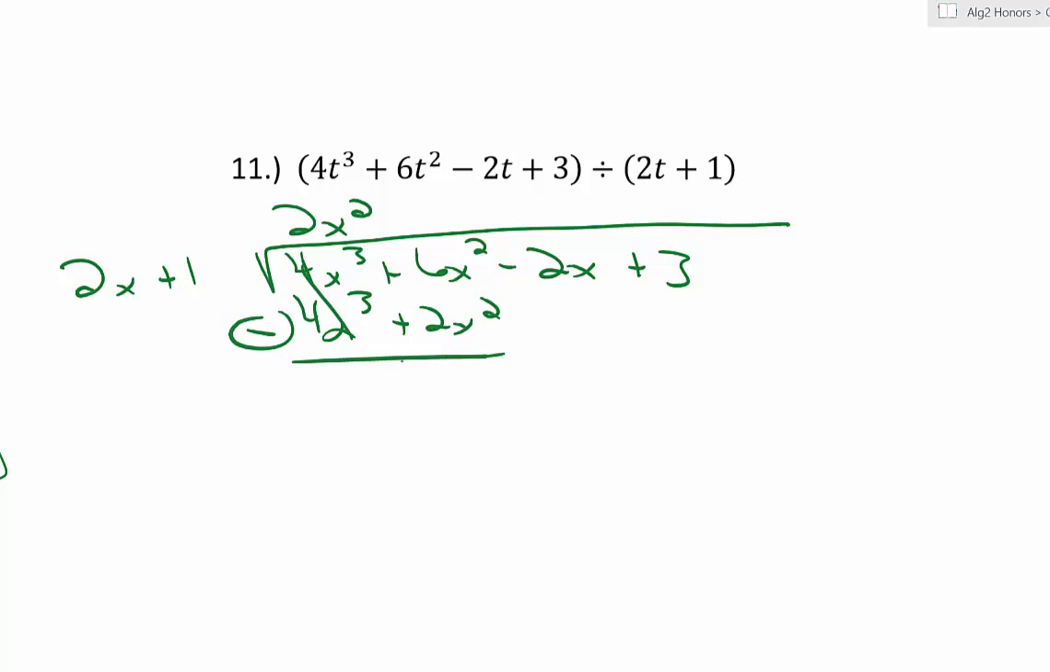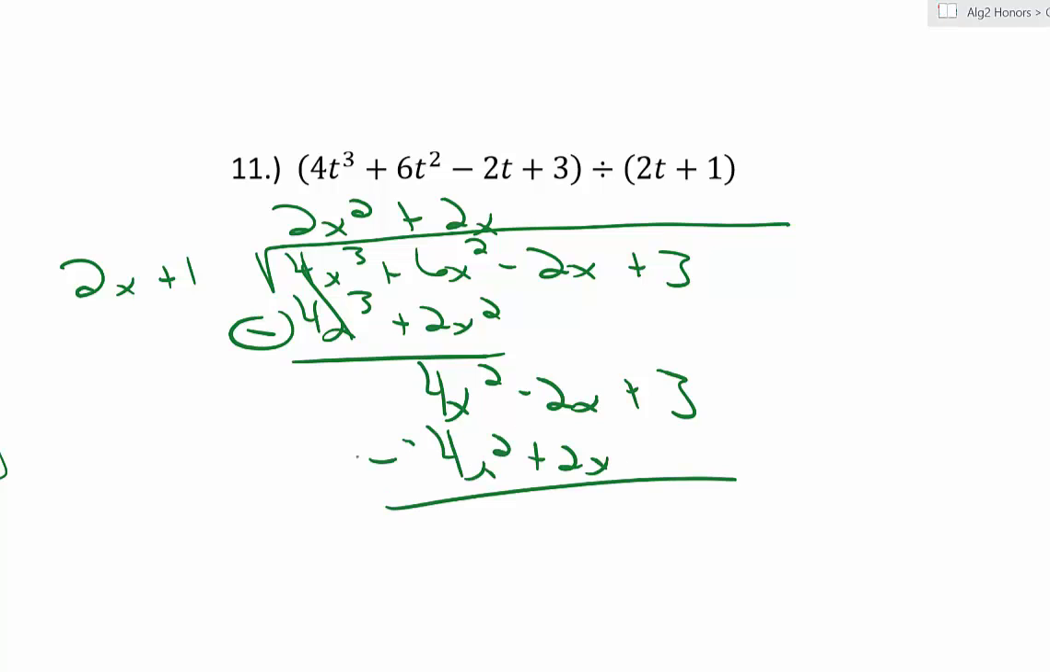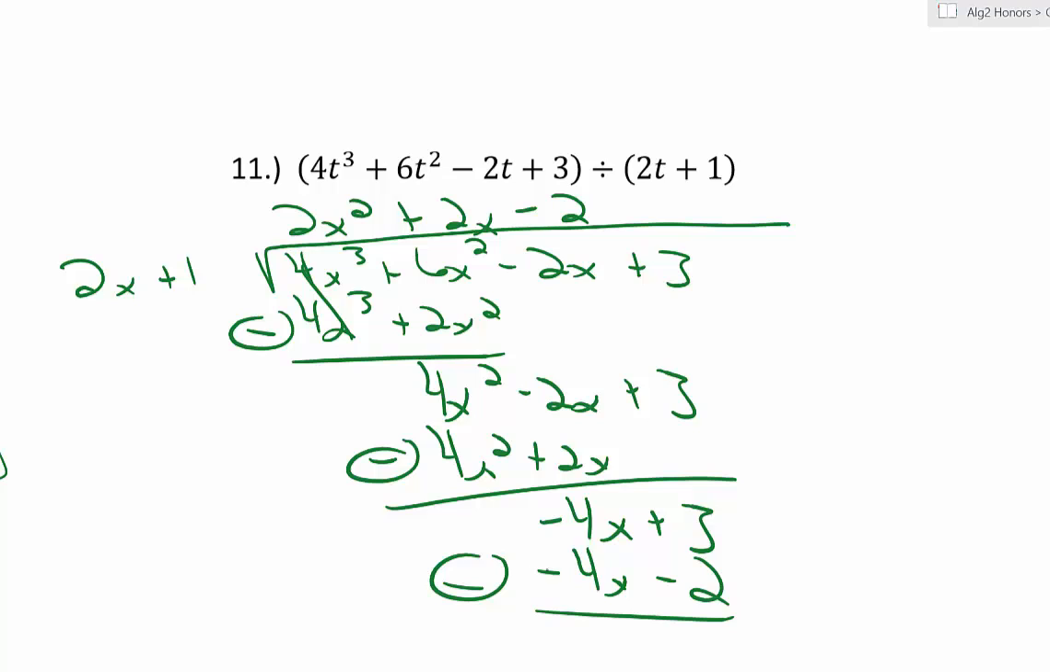Don't forget that we're always subtracting. So 4x squared minus 2x plus 3. We're going to need another 2x. 4x squared plus 2x. Subtracting, so we get negative 4x plus 3, and we'll multiply by negative 2 in the end. Negative 4x minus 2. We'll do a double negative here to get 5. So we get 5 over top of 2x plus 1. It was positive 5, so we'll finish it out that way.